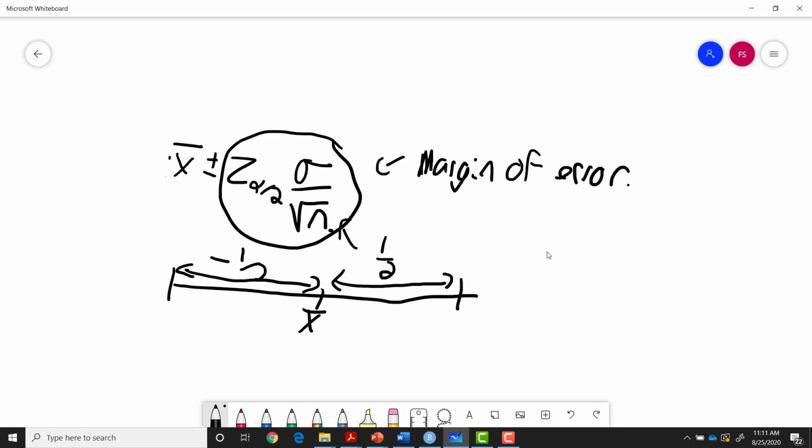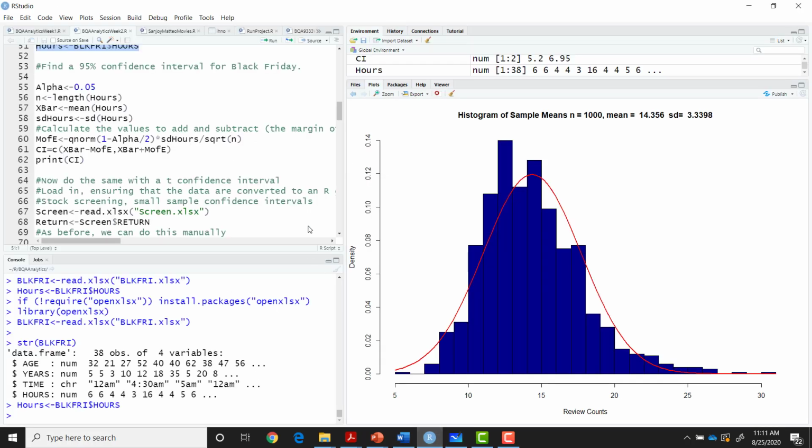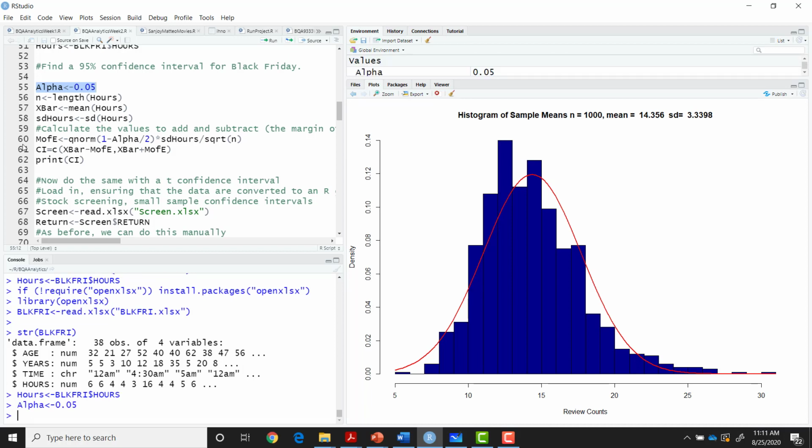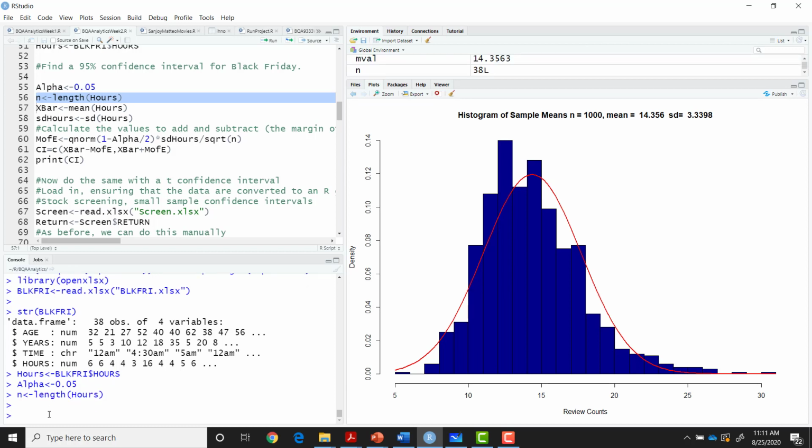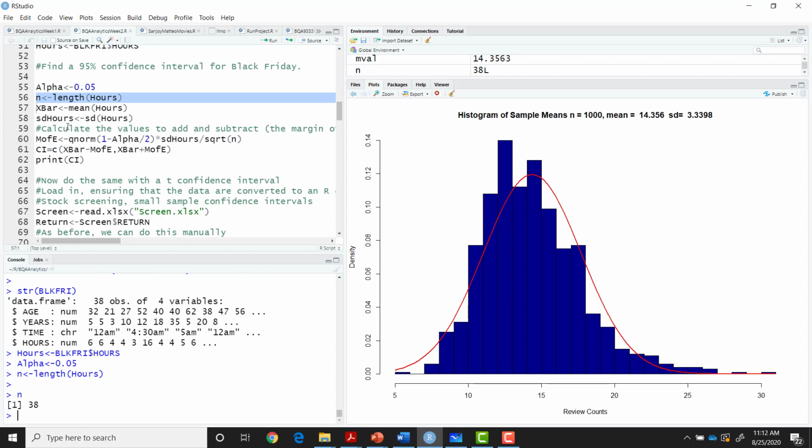So again, in this class we're not going to get into the calculations, but you just need to know kind of how confidence intervals work. Okay, so let's go back and begin to work with this data. We set our alpha, which is 0.05 for a 95% confidence interval. We set n, which is 38. There were actually 38 people in my sample. It's a very small sample.